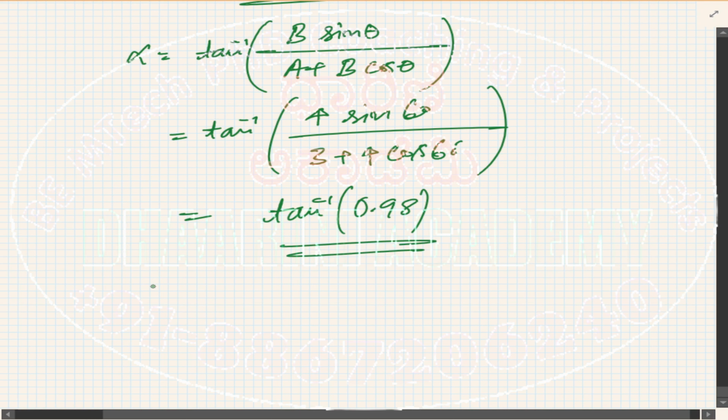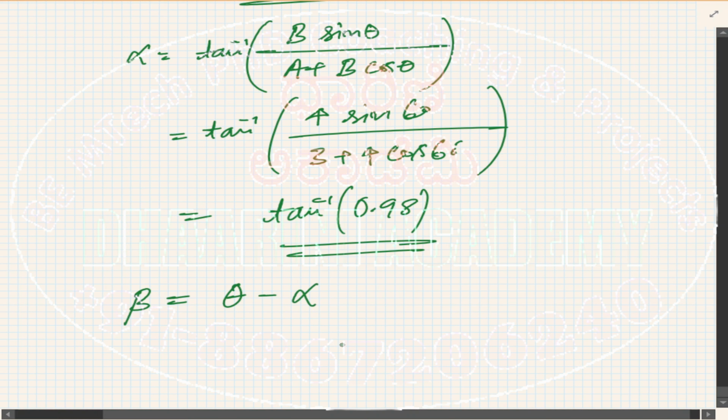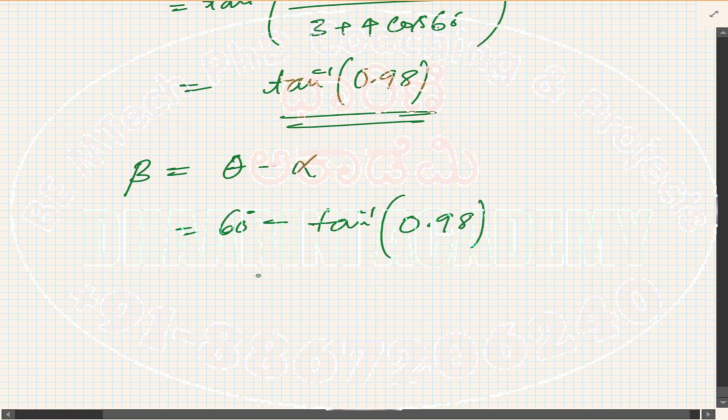Similarly, now the beta can be easily calculated. You can use the formula. Otherwise, it is the originally given theta minus this number, so theta minus alpha, because alpha plus beta should be equal to theta. So we can use that. Theta given is 60 degrees, minus tan inverse of 0.98. That will give you the actual answer. Right, that's the answer.